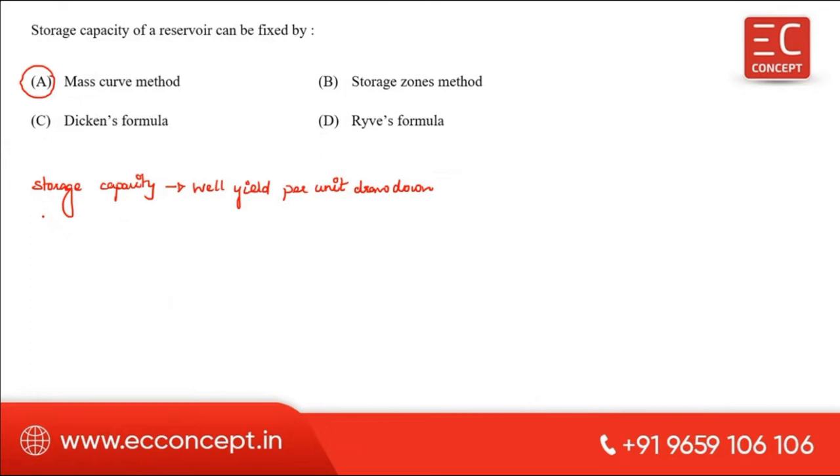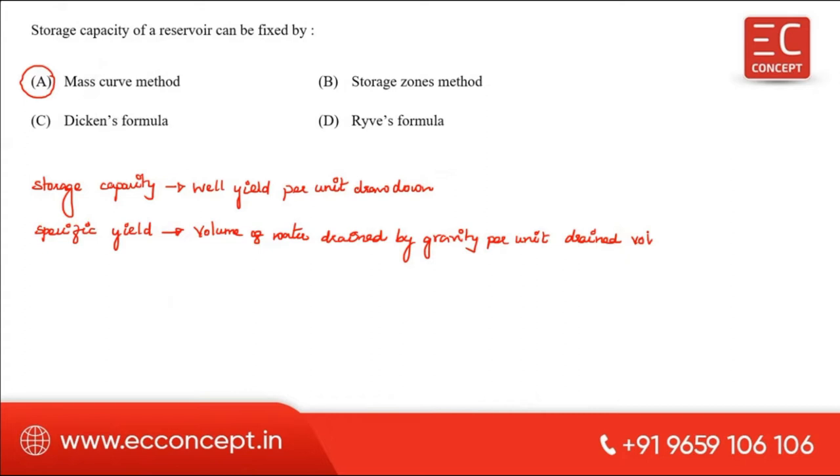Now some other definitions also you have to keep in your mind, as they may come in upcoming years. The specific yield is the volume of water drained by gravity per unit drained volume of aquifer.